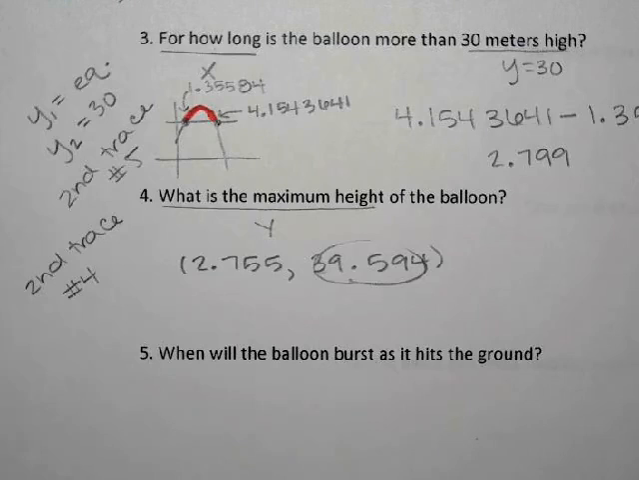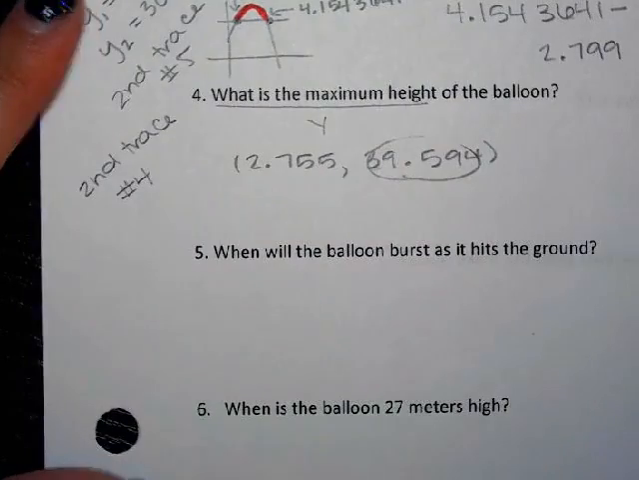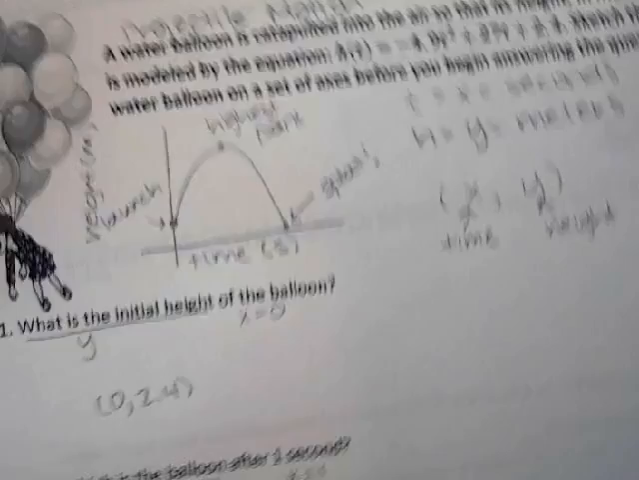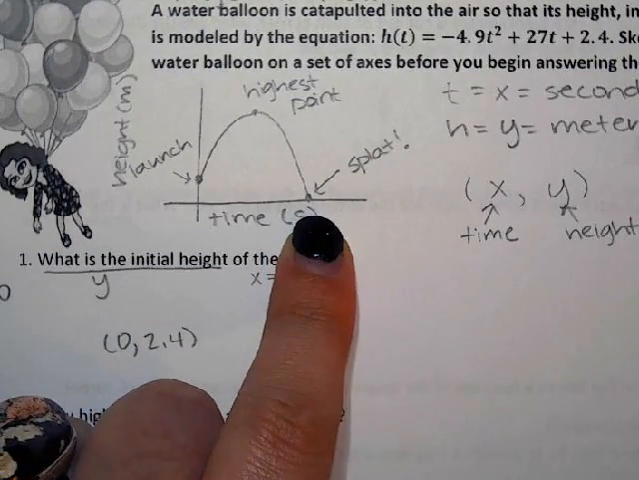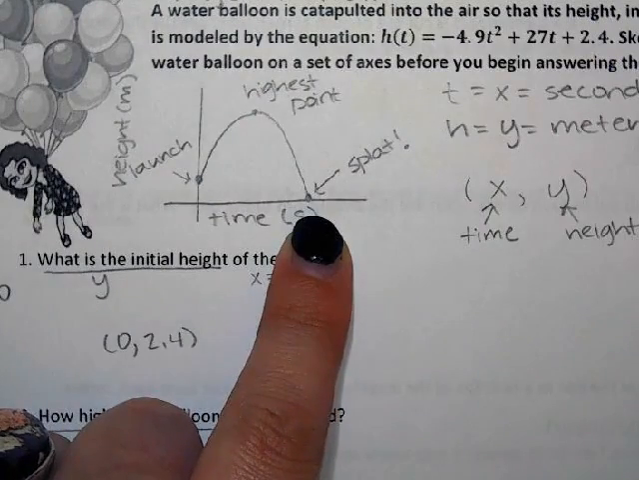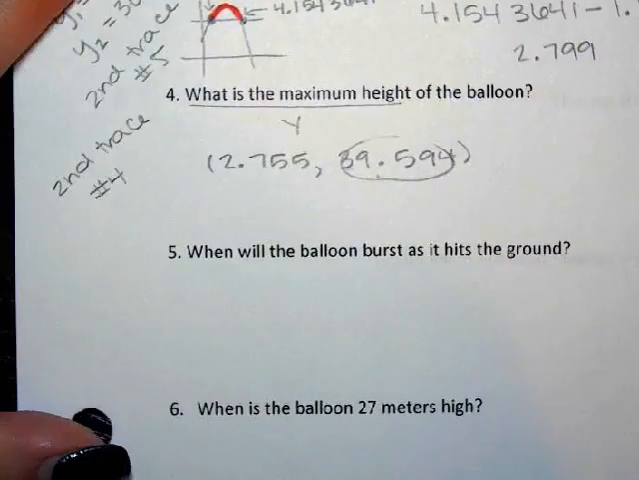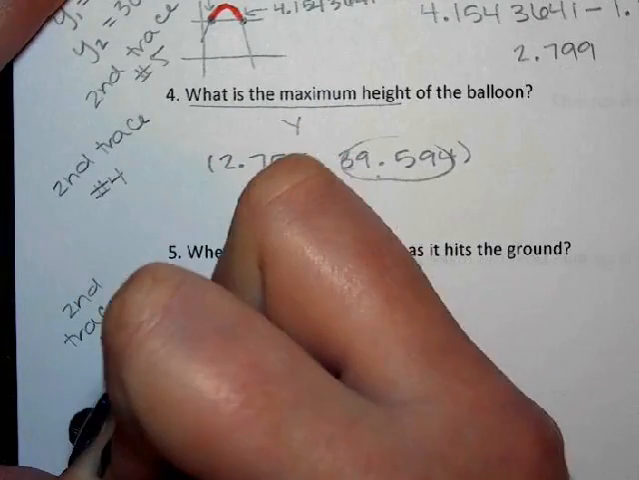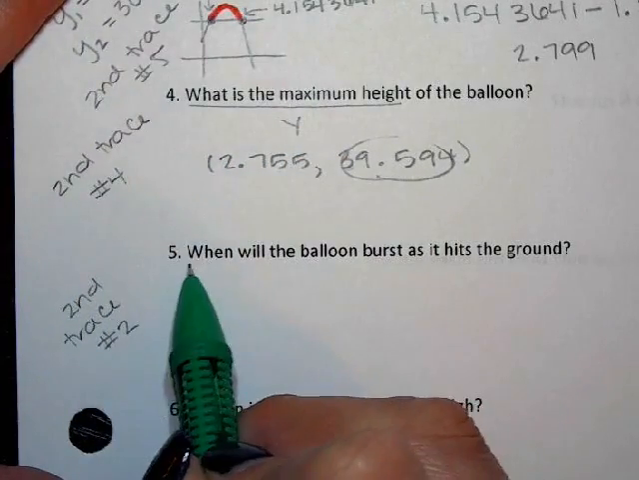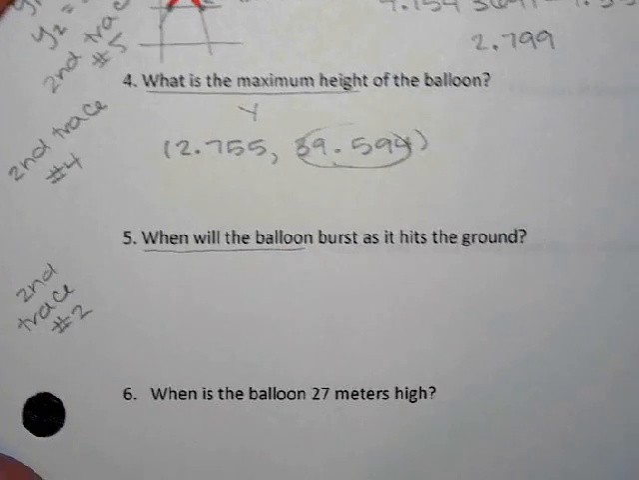All right, when will the balloon burst as it hits the ground? So where it hits the ground, what is that called? Right there. It's a 0 of the function. It's an x-intercept, right? Where it hits the ground, that's an x-intercept. So we were finding an x-intercept. So we are going to do second trace number 2. It says, when will the balloon? So are we solving for an x value or a y value? We are solving for an x value. This is the x-intercept.